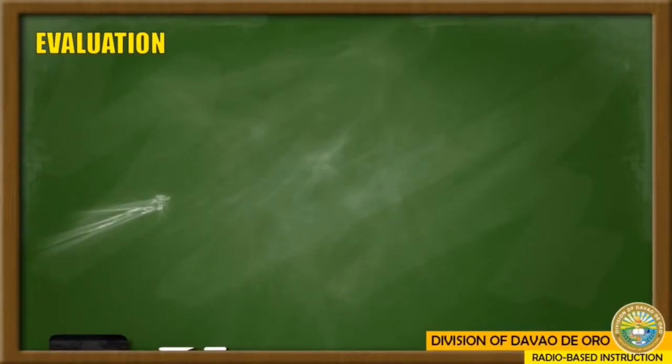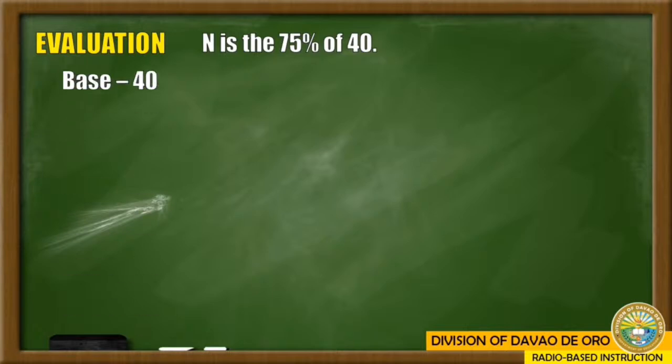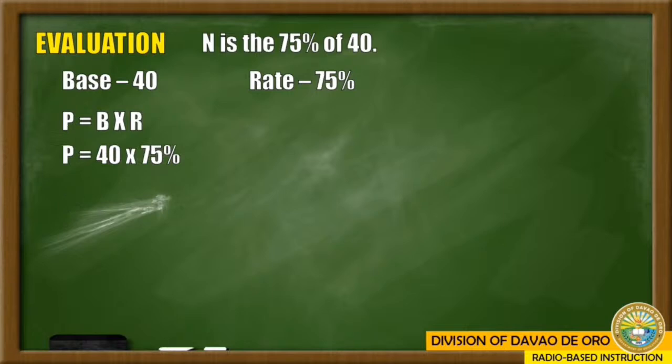Okay, let's check question number 2. N is 75% of 40. So we are looking for the value of N, which is our percentage. The base is 40 and the rate is 75%. Step 1, our formula is percentage equals base times rate. Step 2, we will put the value of base and rate, which is 40 and 75%.